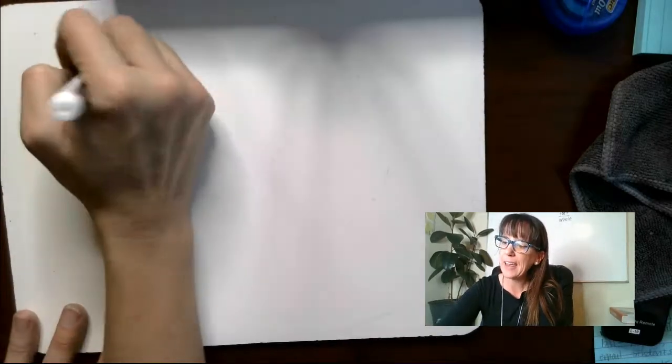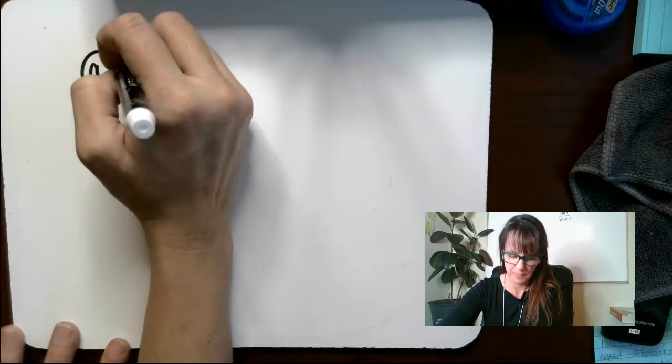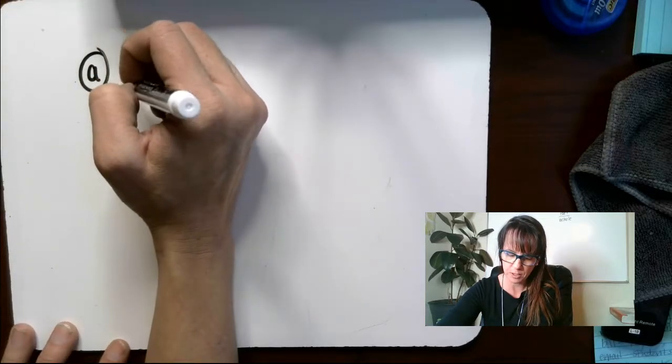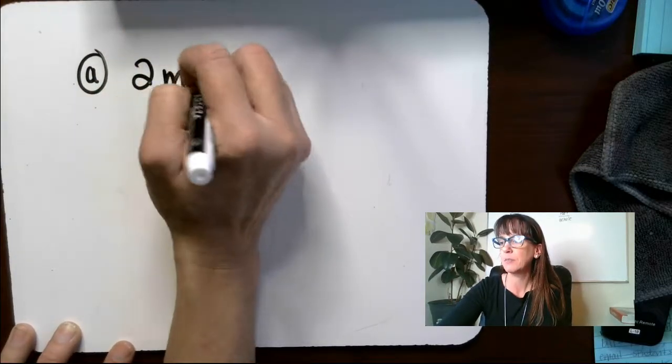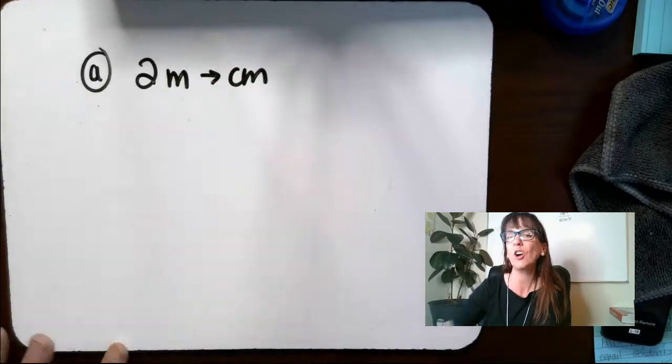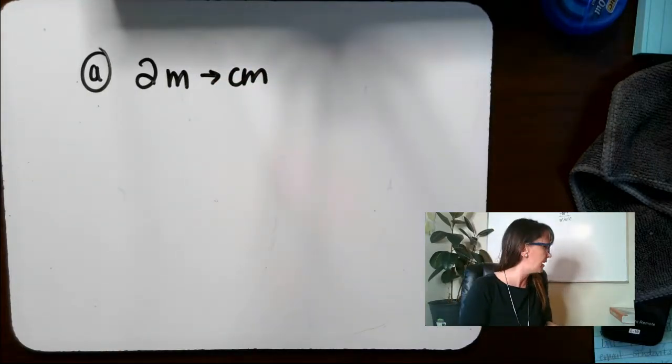All right, guys, A. Yeah, you got it. Let me know if you need anything. The closet door is 2 meters tall. How many centimeters is that? From 2 meters to centimeters. Again, there are 100 centimeters in a meter.